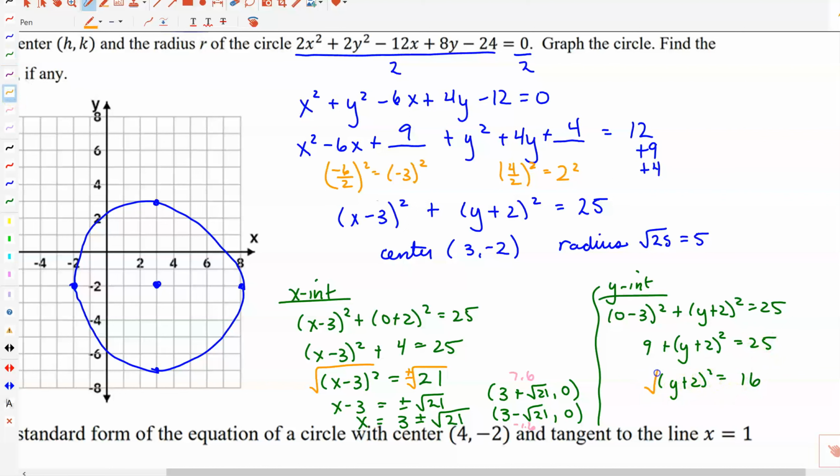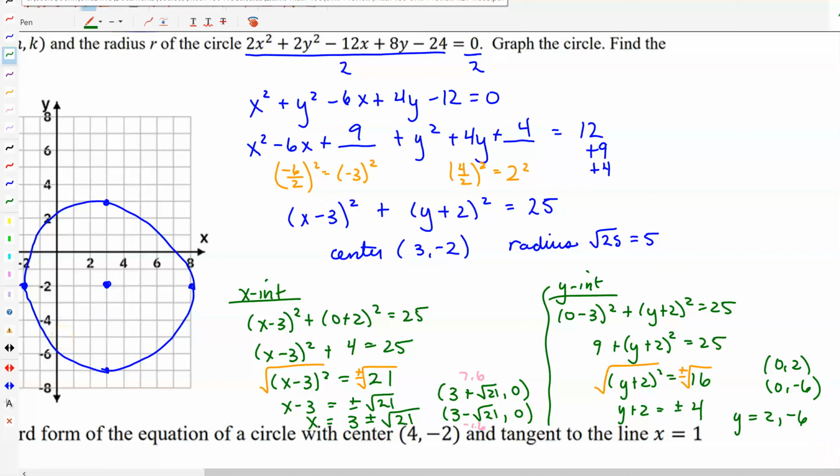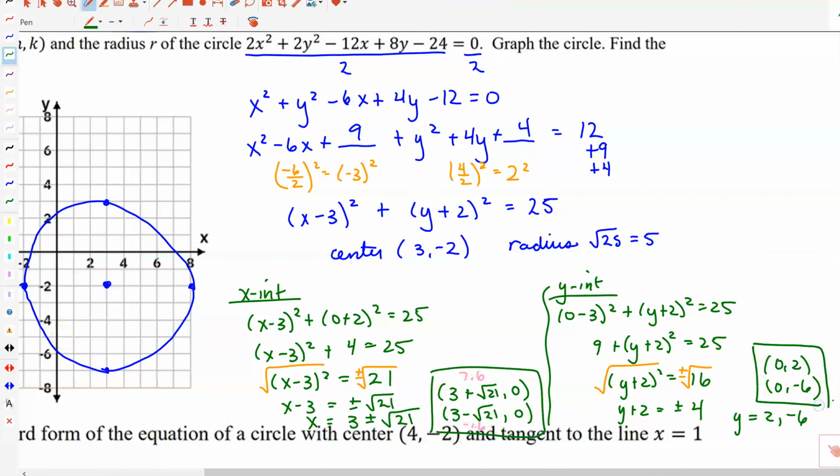So to get rid of that square, we'll take the square root. Again, don't forget about your plus or minus. So I get y plus 2 is equal to plus or minus, and the square root of 16 is 4. Then if I subtract 2 from both sides, we get either y is equal to 2 or negative 6. So that gives me the ordered pairs (0, 2) and (0, negative 6). Looking back at my graph, maybe if I'd drawn this a little bit better, here's your (0, 2) and here's your (0, negative 6). So that makes sense that those are my y-intercepts. So I'll have these 2 ordered pairs for my x-intercepts and these 2 ordered pairs for my y-intercepts.